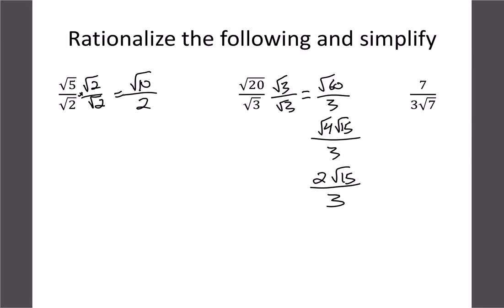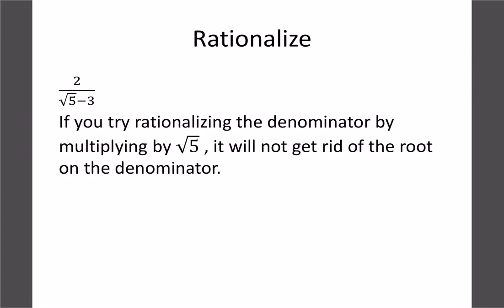Okay, the last one I've got here, we got times by root 7, top and bottom. So we'd have 7 root 7 on top, and 3 times 7 on the bottom, which would be 21, and we can see we can actually cancel out. We can cancel it out first if we want. We can divide both top and bottom by 7, so our final answer just would be root 7 over 3. So those are basic rationalizing ones.